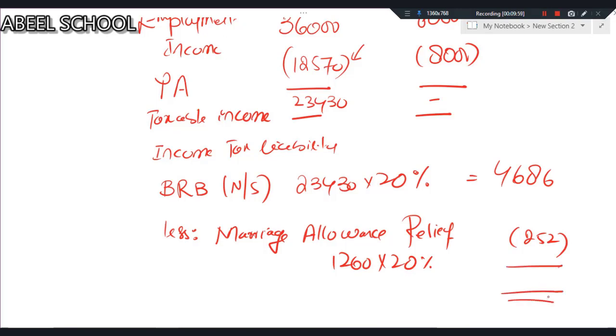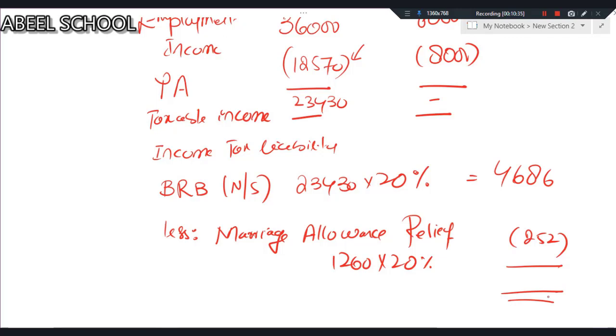So instead of increasing the personal allowance of the recipient partner by 1260, what do we do? We simply calculate the income tax liability of the recipient partner, and then from that income tax liability we deduct the marriage allowance relief, which is fixed, 1260 into 20%. Let me repeat, it cannot be less than 1260, it cannot be more than 1260, and it is always 252 whenever it is being claimed. So 4686 minus 252.